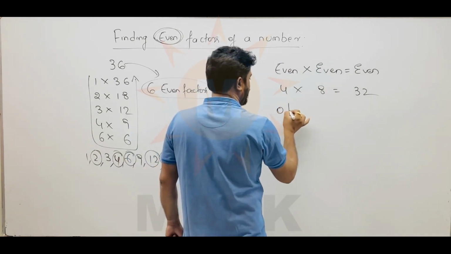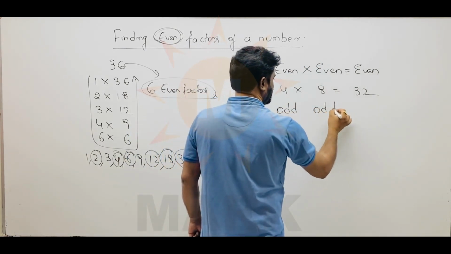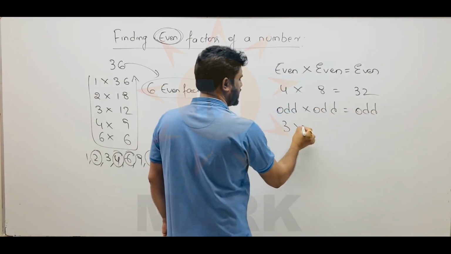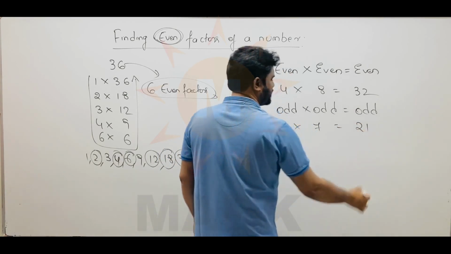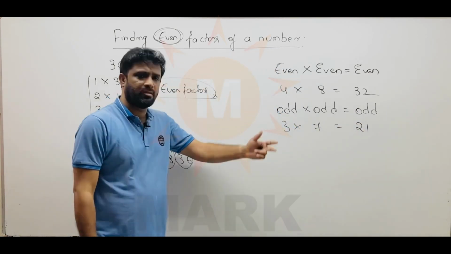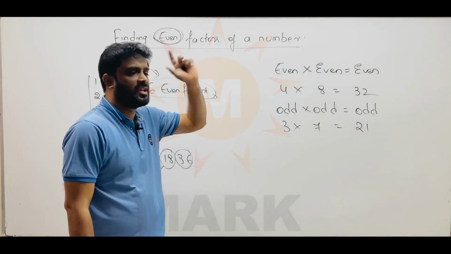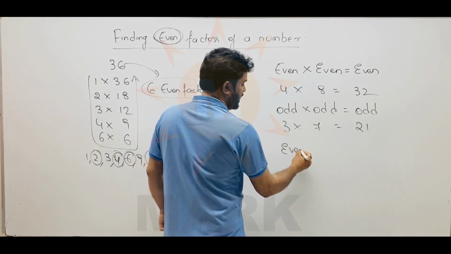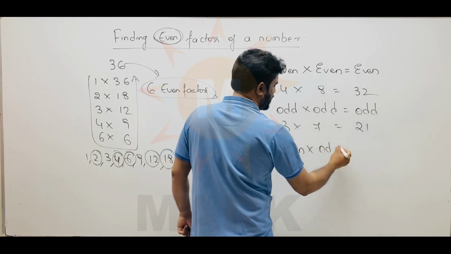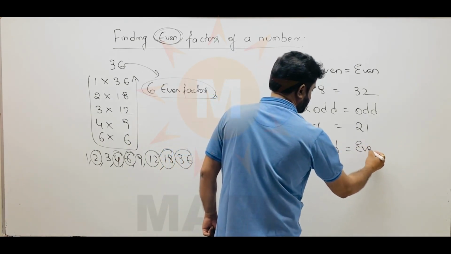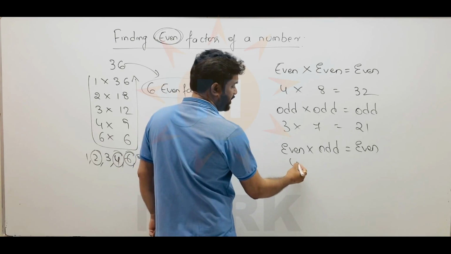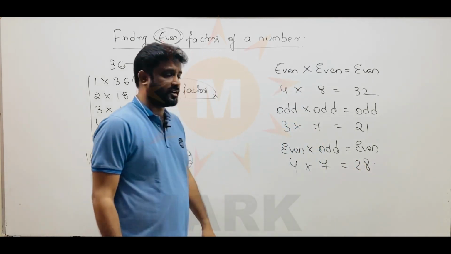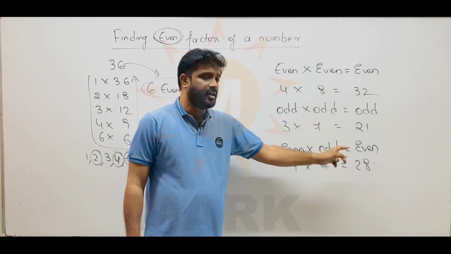Now if you multiply odd number with odd number, the product will be an odd number only. Suppose if you do 3 into 7, it will be 21. 21 is also an odd number. Not only 2 odd numbers, any number of odd numbers continuously multiplied, the product will be an odd number. Now if you multiply even number with odd number, the answer will be an even number. Suppose if you take 4 into 7, the answer is 28. 4 is an even number, 7 is an odd number, 28 is an even number.